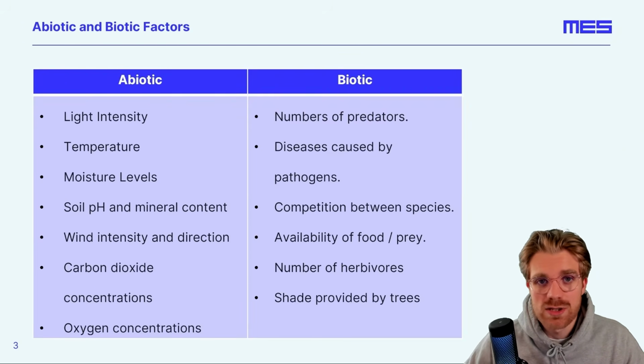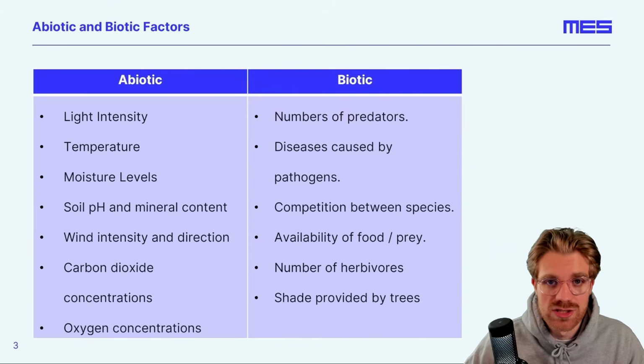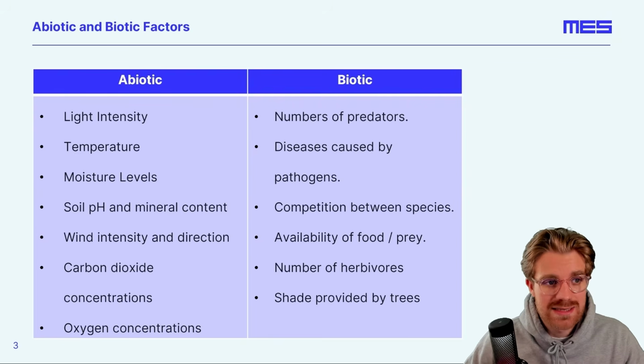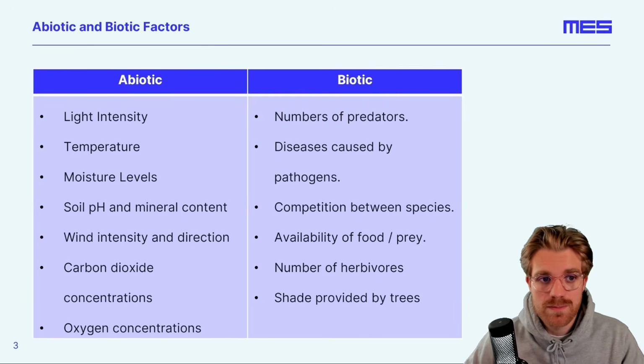Now, these abiotic and biotic factors are things that will affect population size. Our abiotic factors are the non-living factors. Examples of abiotic factors are light intensity, temperature, moisture levels, the soil pH and mineral content, the wind intensity and direction, the carbon dioxide concentrations, and perhaps the oxygen concentrations for an aquatic ecosystem.